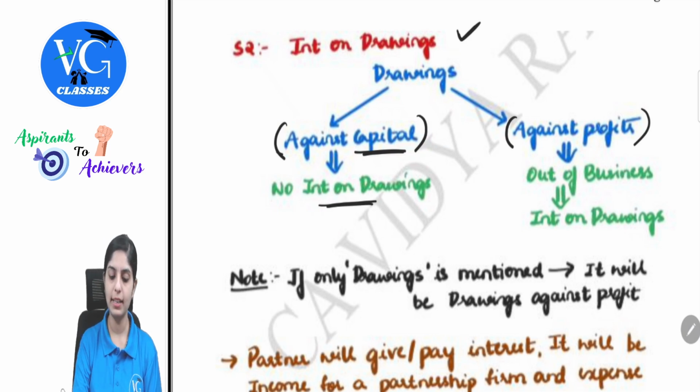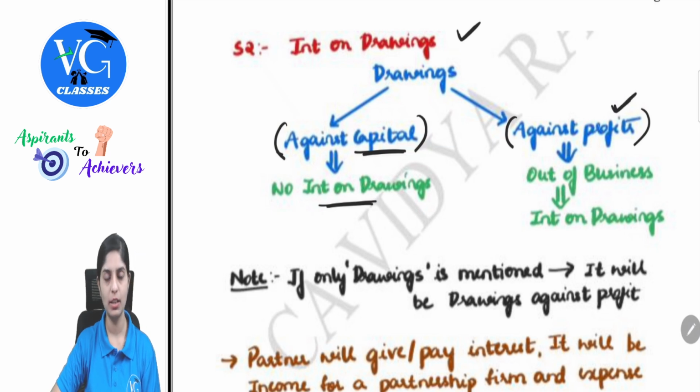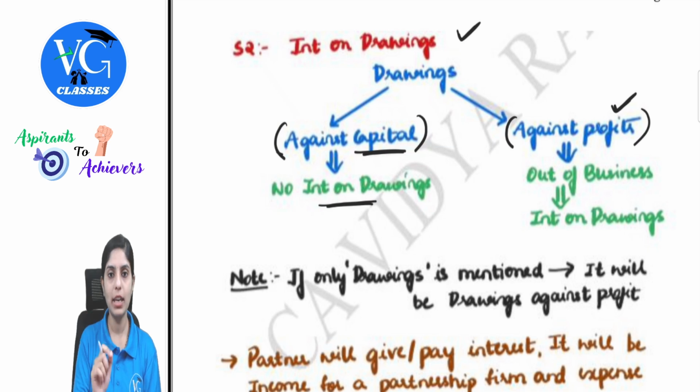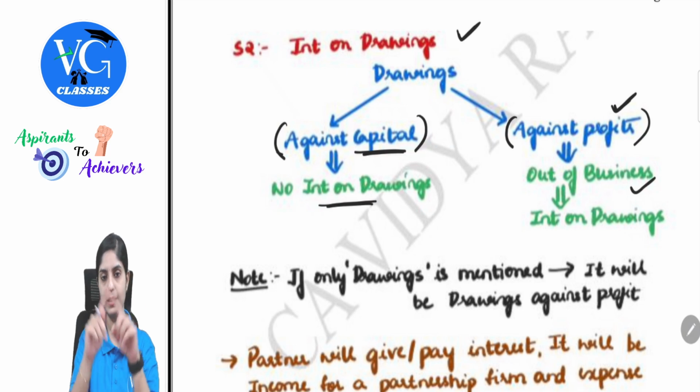There is one more category which is called drawings against profits. So what is this? See, there is a partnership firm which conducts business. After they run the business, they will arrive at profit. So this will be a profit belonging to the entire partnership firm. If any of the partners draws anything from this profit proportion, that is considered as drawings against profit, and that is for a personal purpose. So in this case, this will be out of the business, that is the entire partnership business as a whole. So on this particular drawings, we will charge interest.